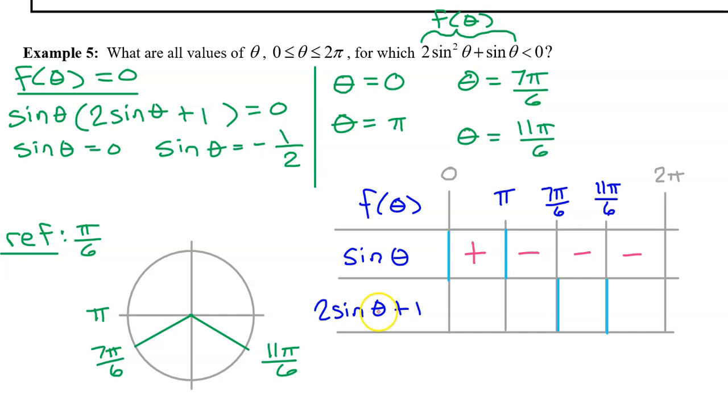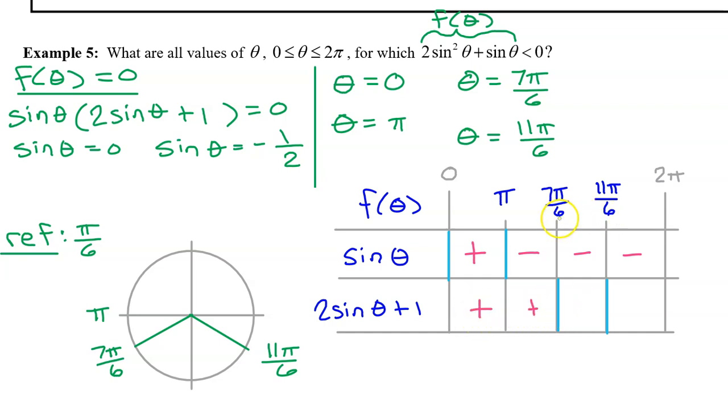If we plug pi in for sine theta, the sine of pi is 0. The y value is 0 at pi. So we get 0 for this term, and we're left with plus 1. So this factor is positive in this interval.